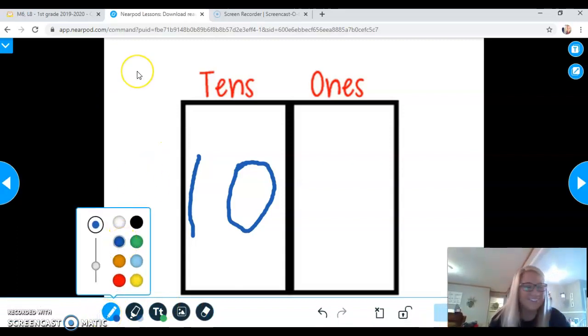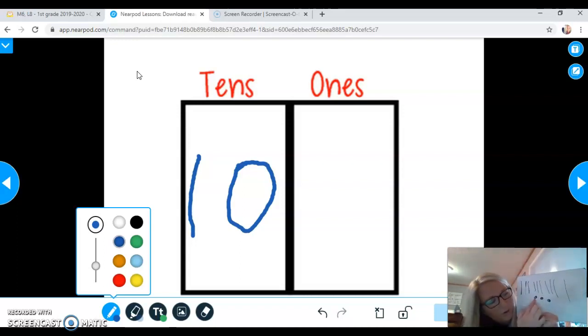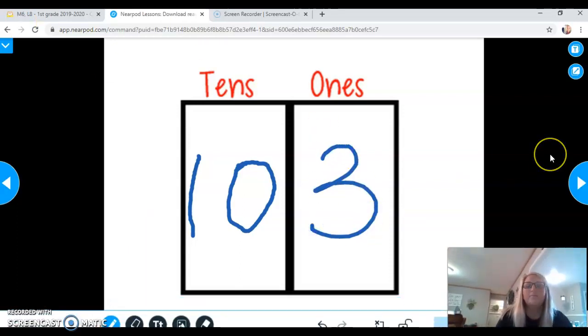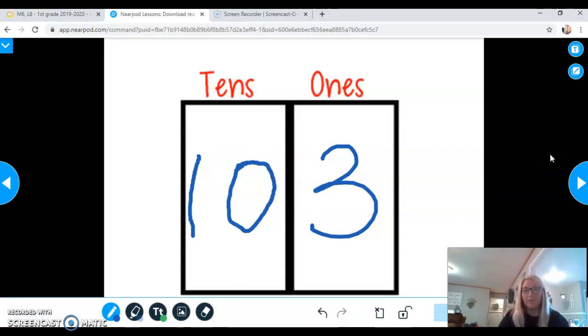Clear as mud? Okay, so I have my quick tens. I've counted them. Now I'm going to count my quick ones. 1, 2, 3. I have 3 ones. So I put 3 units in my place value.